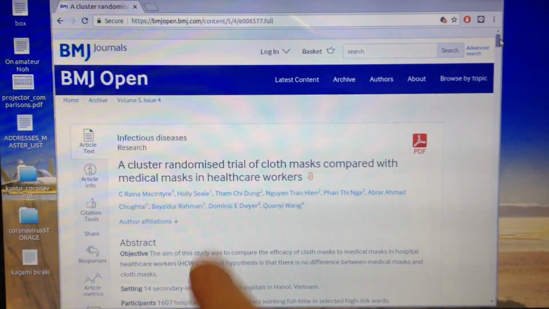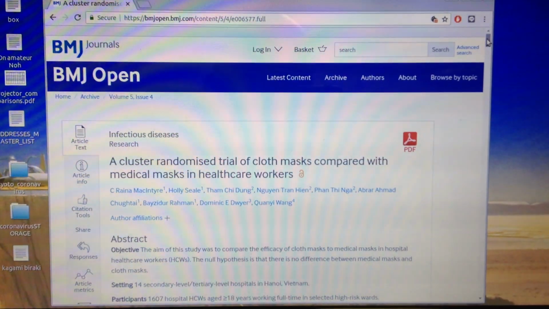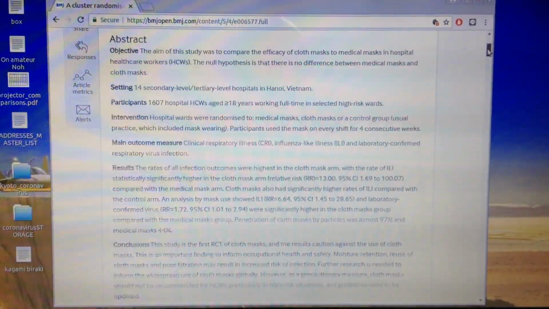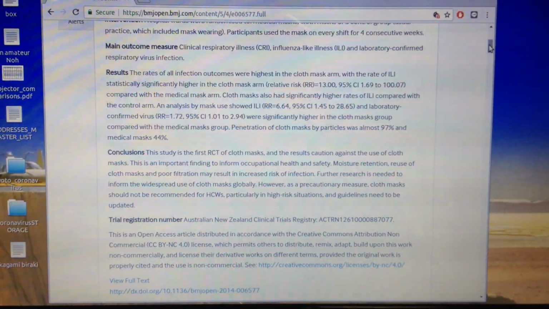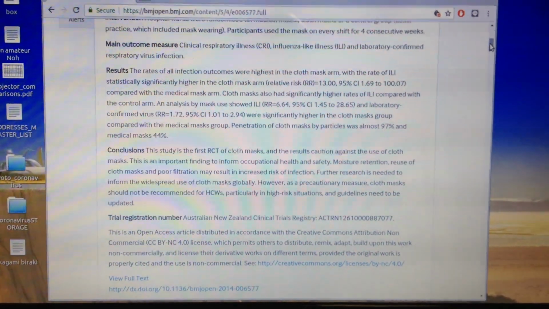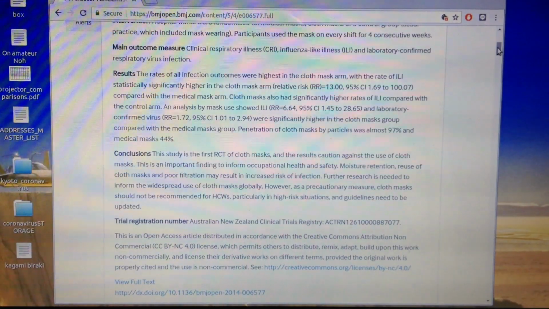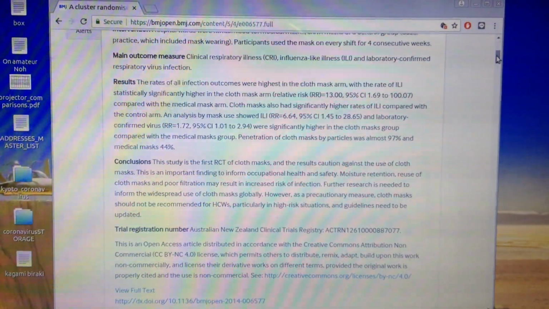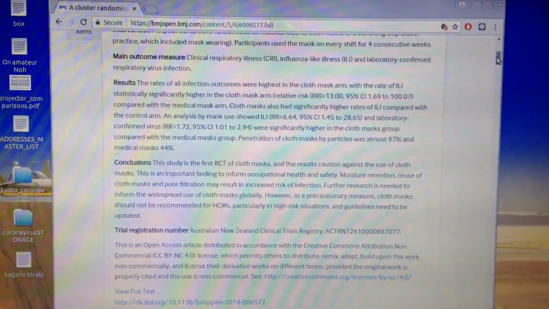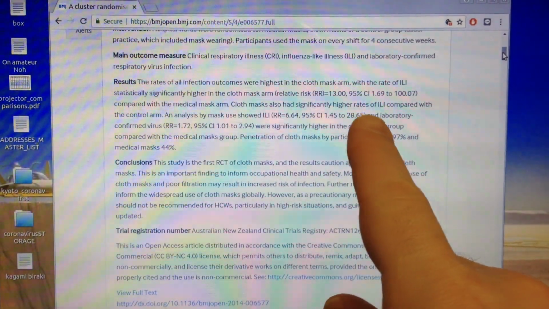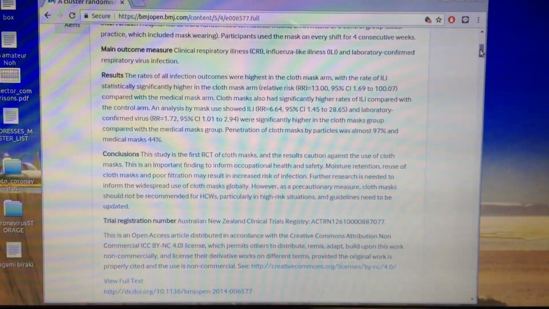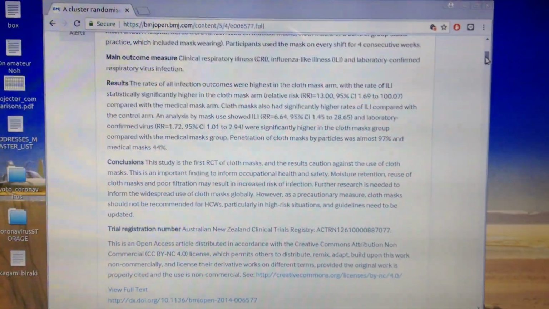However, here you can see I've actually found a journal paper. This is a randomized controlled trial. So that's pretty much the highest standard of evidence that you can have in science. There's a randomized controlled trial here of cloth masks versus surgical masks, and they also included a control group. And it turns out that a cute or fashionable cloth mask is actually worse than the surgical mask, and it's also worse than the control group. It says cloth masks had significantly higher rates of infection compared with the control arm. So wearing a DIY cloth mask is actually worse for you than not wearing anything at all, according to this study.